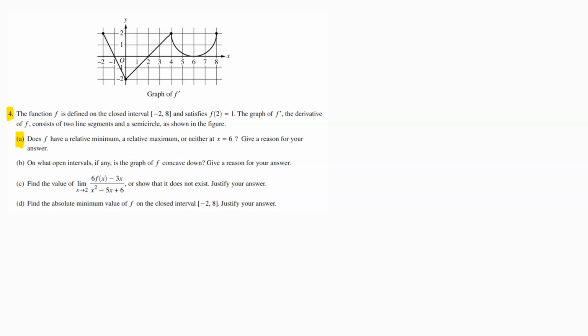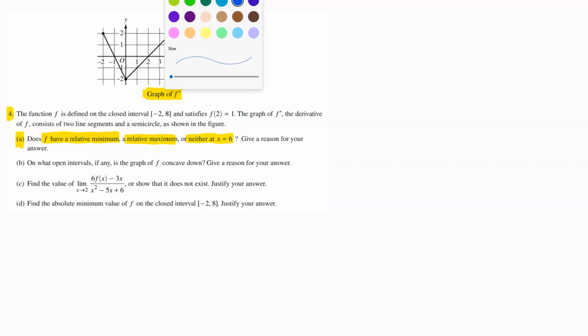All right, so the first thing I do on any AP Calc exam that has a graph on it is I for sure make sure I know what that graph is the graph of. And if we look up top here, we can see that we're looking at the graph of f prime of x. We're looking at the graph of the derivative, not the original function, but the derivative. Now as we go down to question A, it says, does f, the original function, have a relative max, a relative min, or neither at x equals 6?